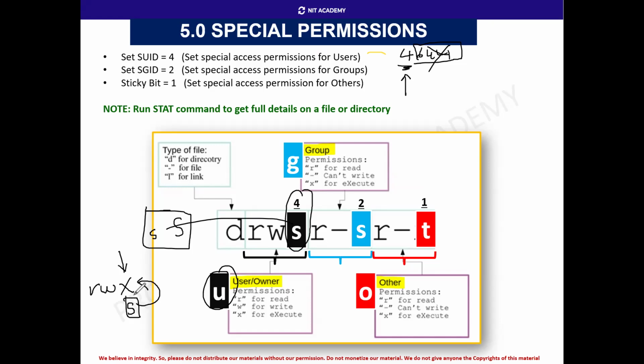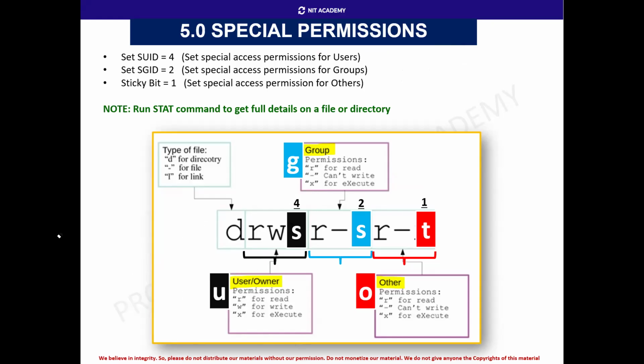So if it's a small s, it means you're changing some kind of special permission, but this X is still valid. If this S is a big S like that, that means you don't have any execute permissions. But don't worry about all of that. We're going to clarify this mud, as clear as mud as it is right now. Let's get through this.